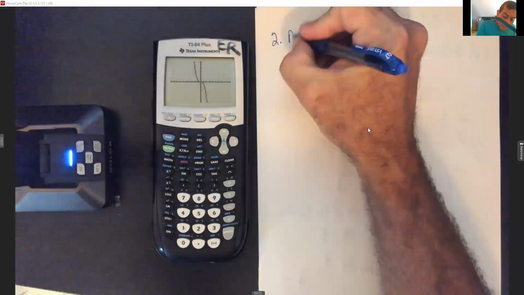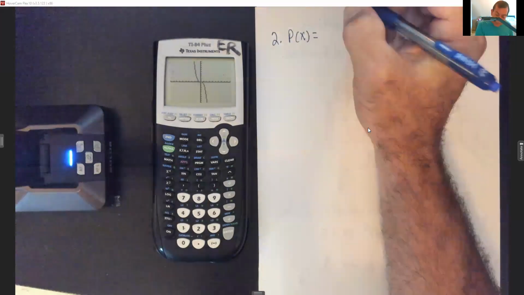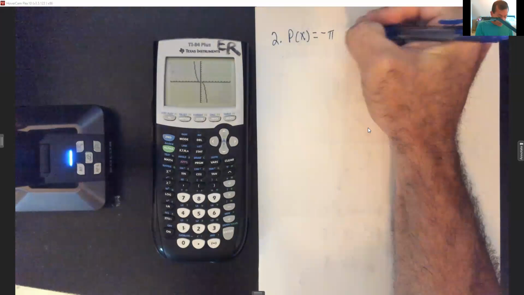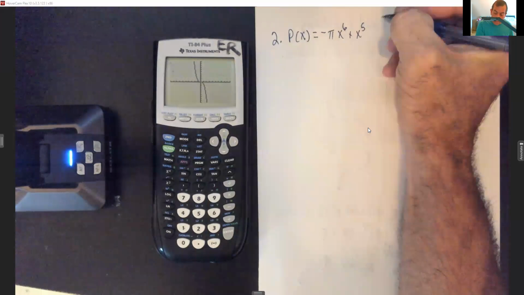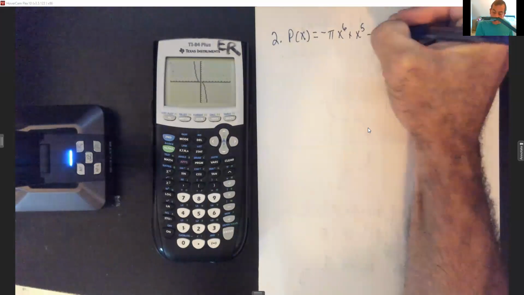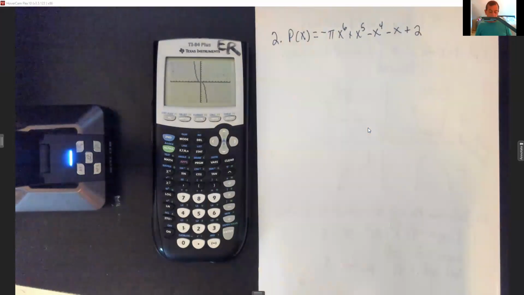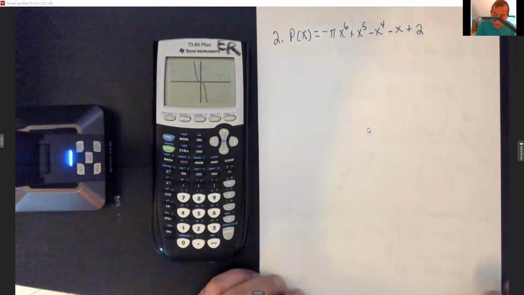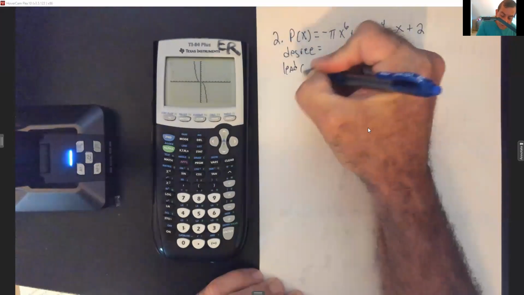All right, so for number 2 here, P of x equals negative pi x to the 6th plus x to the 5th minus x to the 4th minus x plus 2. So I want to find my degree first, and then I'm going to find the lead coefficient so I can find what sign it's going to be.